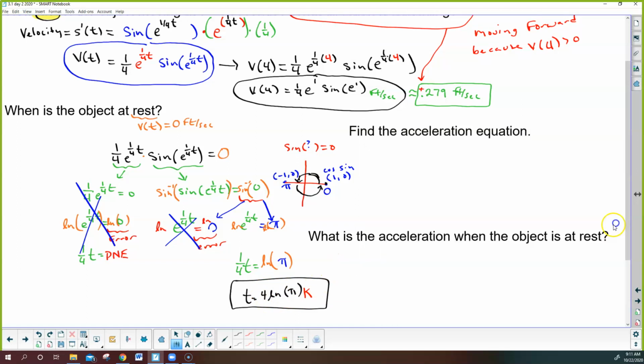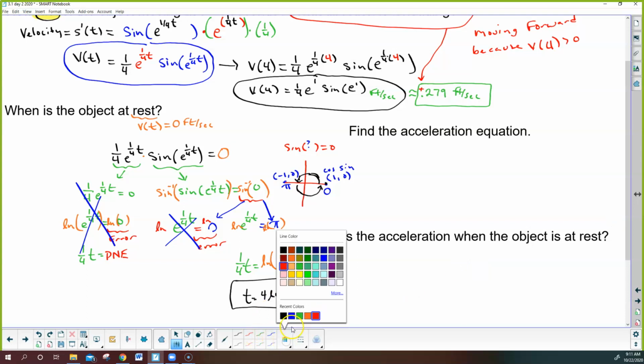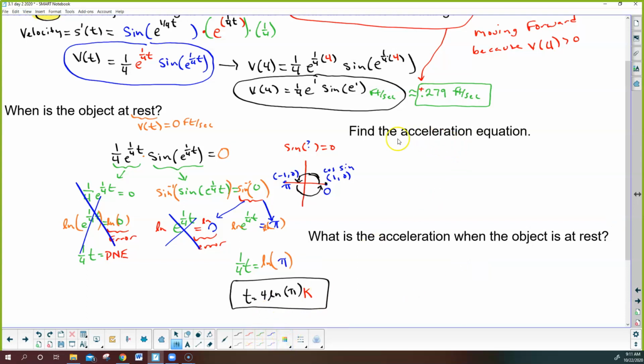All right, we're running out of time. I want to talk about this last piece. So we're not going to do this part, but what would you have to do? Well, if I asked you to find the acceleration, you take the derivative of your answer from before. So the acceleration is just the derivative of your answer to velocity.